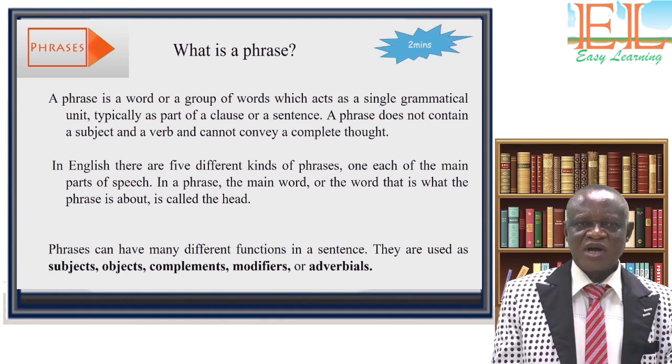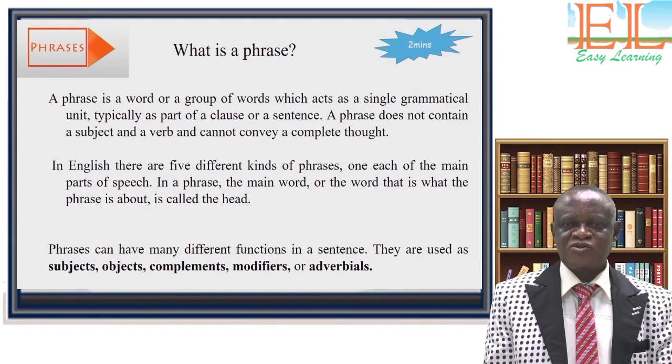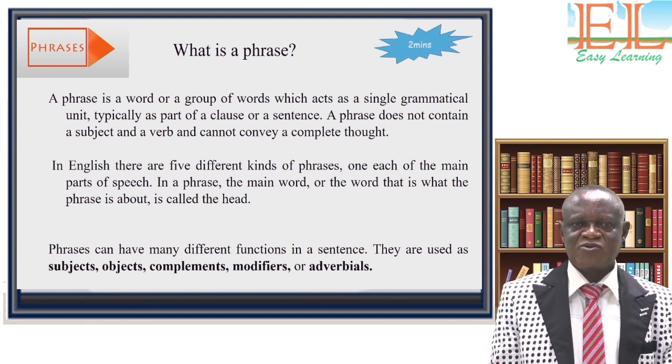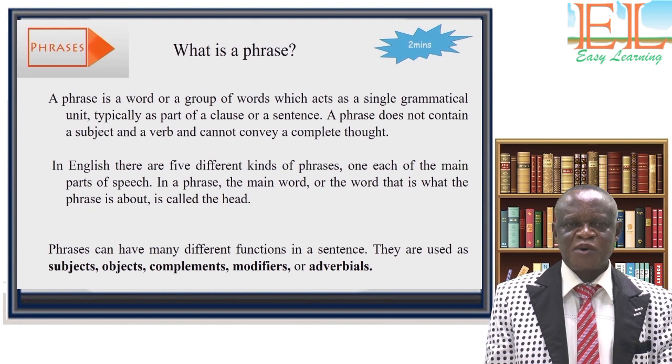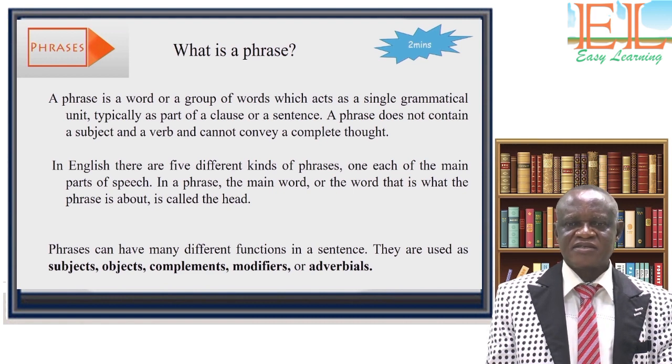So on the slide, we have the definition of a phrase as a group of words which acts as a single grammatical unit. And it does not contain a subject and a verb, and as a result, cannot convey a complete thought. We have 5 different kinds of phrases, that is the major ones, and each of them functions as a part of speech. And in a phrase, the main word, or the word that the phrase is about, is called the head. Phrases can have many different functions in sentences. They are used as subjects, objects, complements, modifiers, or adverbials.